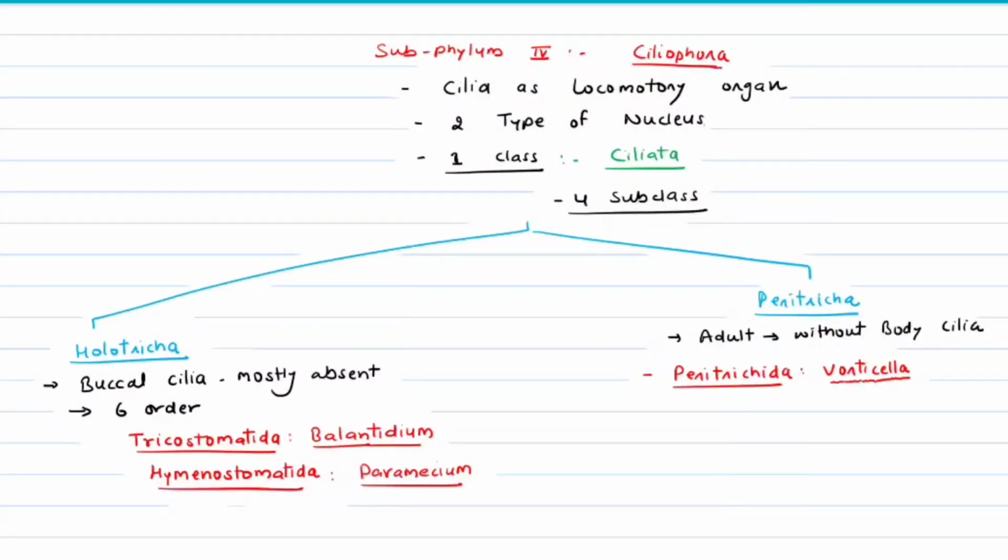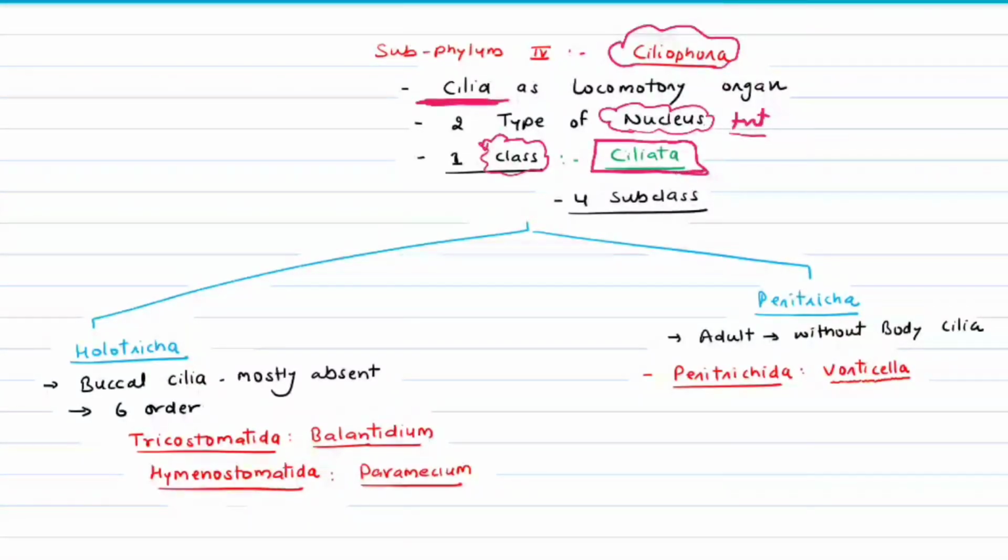The fourth subphylum is Ciliophora, as the name suggests. The locomotory organ is cilia, and heteromorphic protozoans with two types of nuclei are included in this subphylum Ciliophora. So two types of nuclei are present in this subphylum. Mostly one class is important, the class Ciliata, as the name suggests, of the subphylum Ciliophora. Ciliata is the important class, which also has four subclasses, in the hierarchical system.